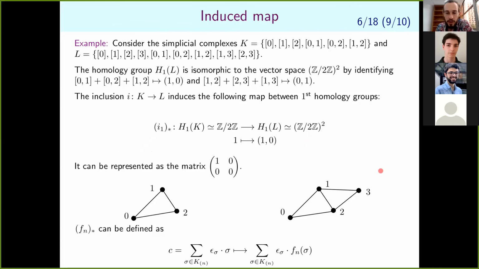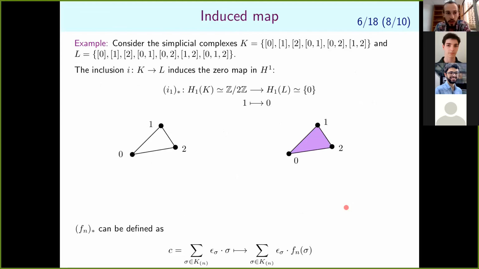Another example, I have the same simplicial complex K, but now L is these two triangles. I have a question from Lucas. How to conclude that H1 of K is isomorphic to Z over 2Z? Here, I do not prove that. I just use the result. But if you want to prove that its first homology group is Z over 2Z, you can use the algorithm, for instance, the incremental algorithm. But yeah, just the idea, you can understand that by saying that you have a cycle that cannot be retracted to a point.